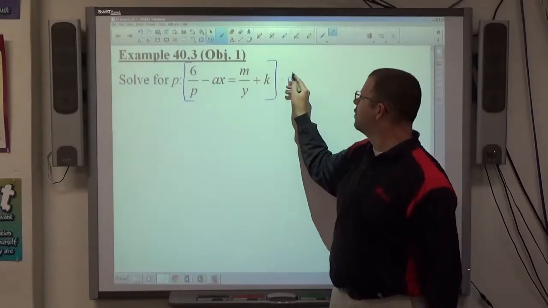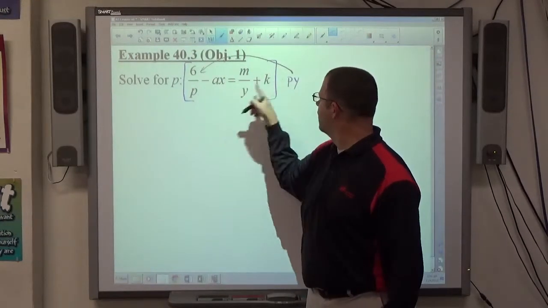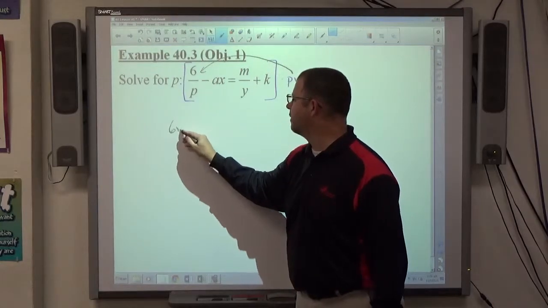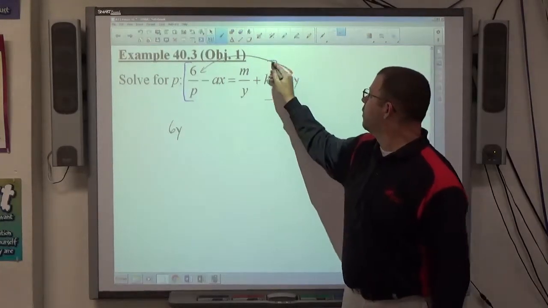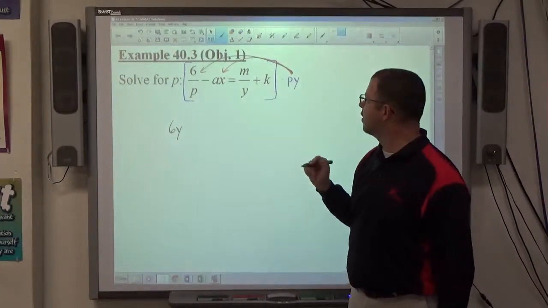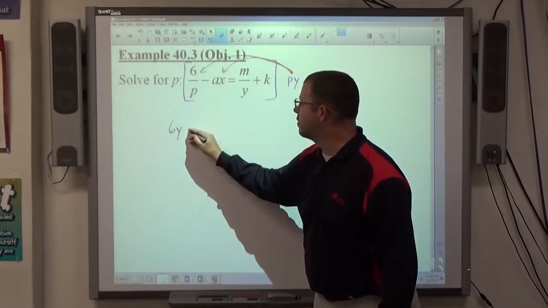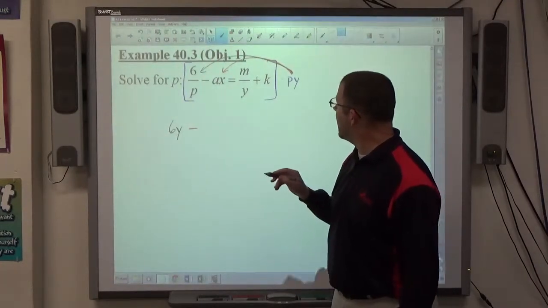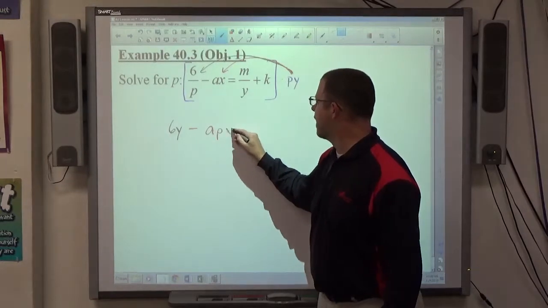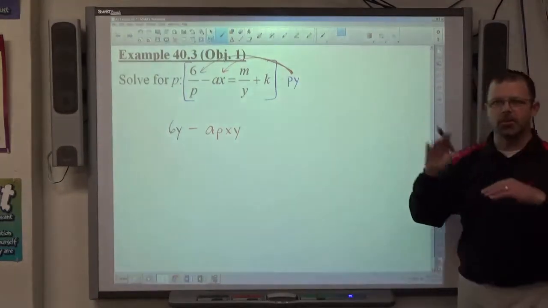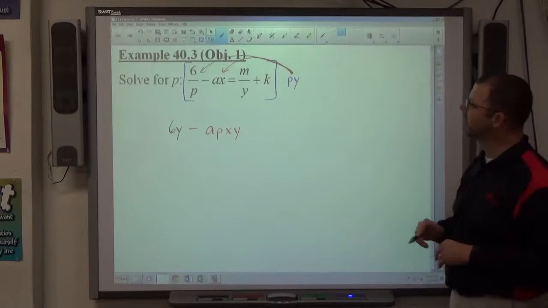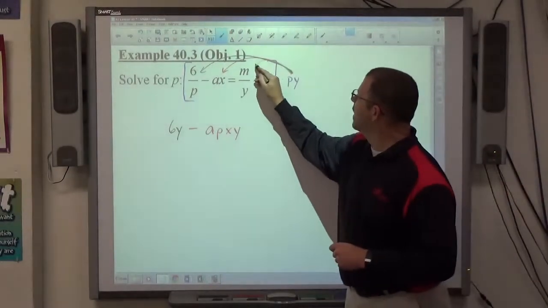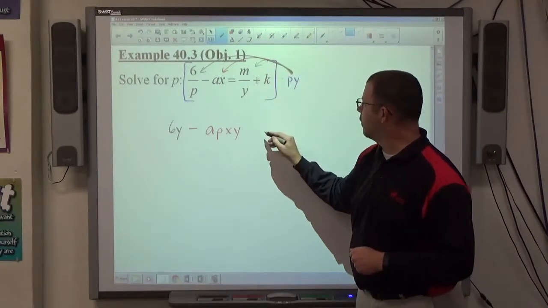If I do my multiplication, py times 6 over p, p cancels p, leaving me with 6y. When I do py times ax, there's no fraction, no cancellation happens. It is minus, so make sure that minus comes along, and I get apxy. That was hard because I had to figure out alphabetical order and the letters weren't there, so that was a little more difficult. Alright, py times m over y cancels y, leaving me with mp.